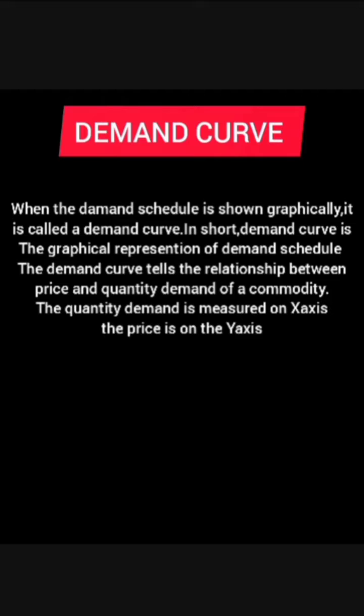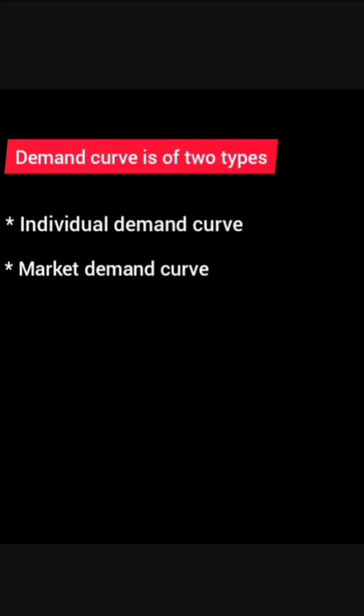When the demand schedule is shown graphically, it is called a demand curve. In short, demand curve is the graphical representation of demand schedule. The demand curve tells the relation between price and quantity demanded of a commodity. The quantity demanded is measured on the x-axis and the price is measured on the y-axis. Demand curve is of two types: individual demand curve and market demand curve.